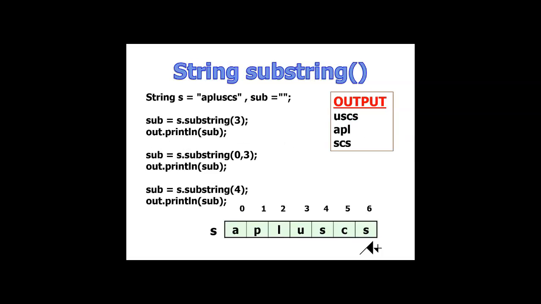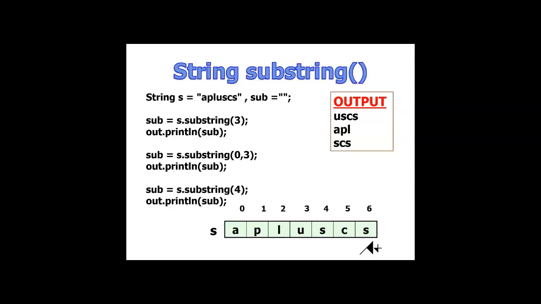Substring. Substring returns a group of characters or a single character. It just depends on how you're setting it up. But there's two versions of substring. One takes a starting and then an ending position, and one just takes a start and goes from there all the way to the end.